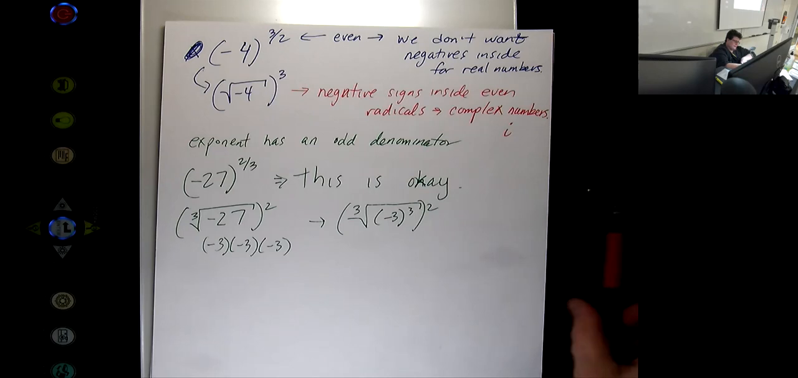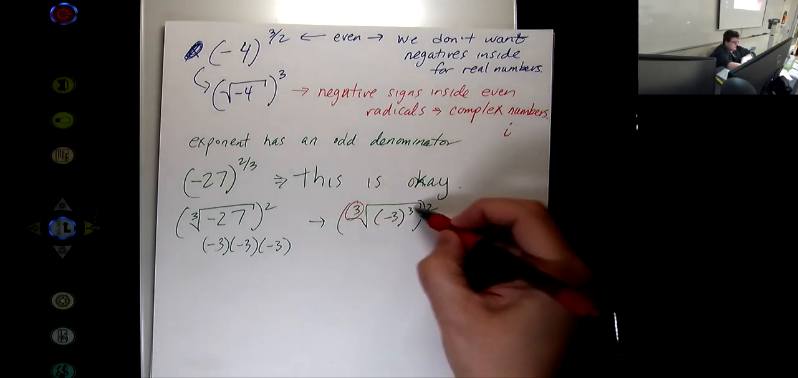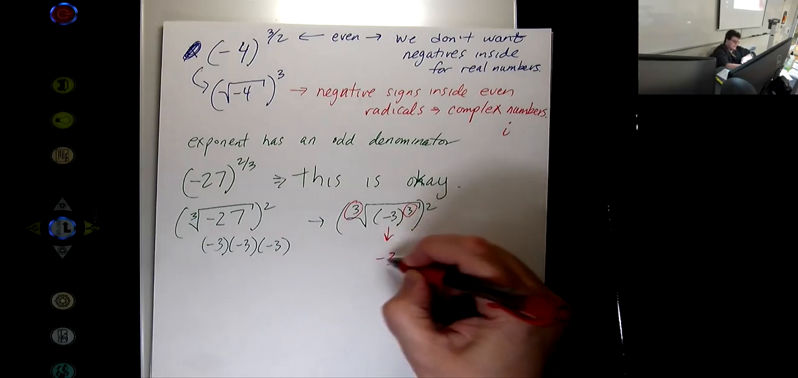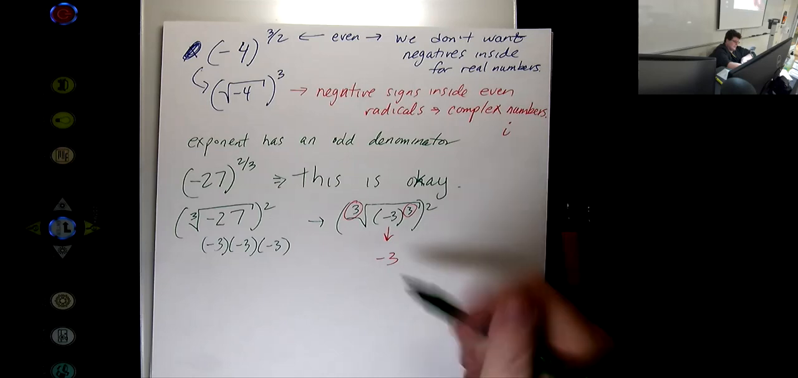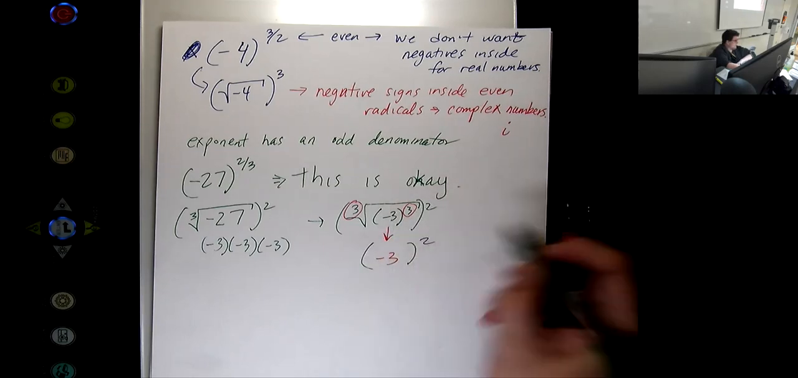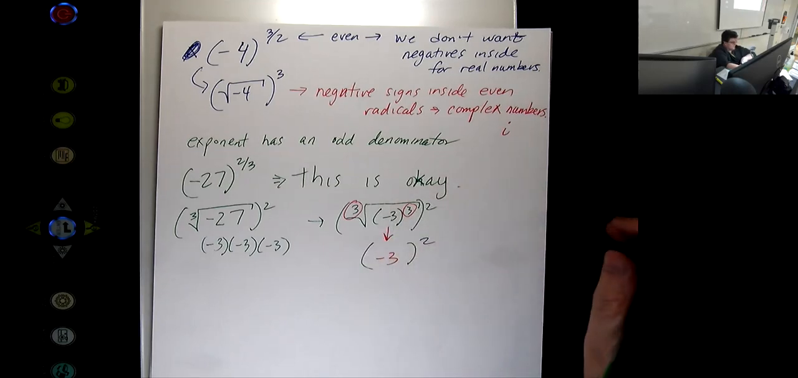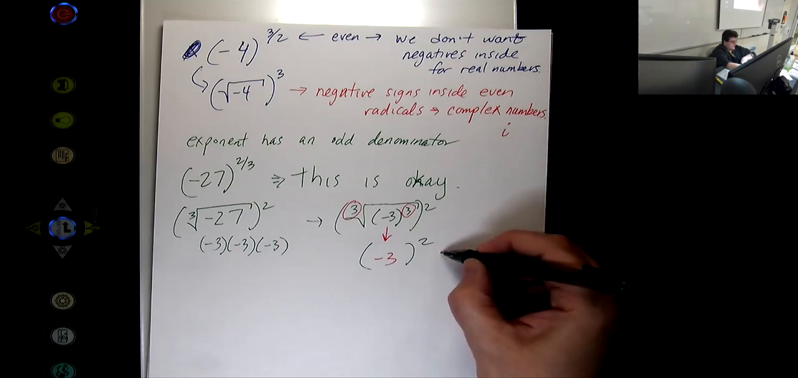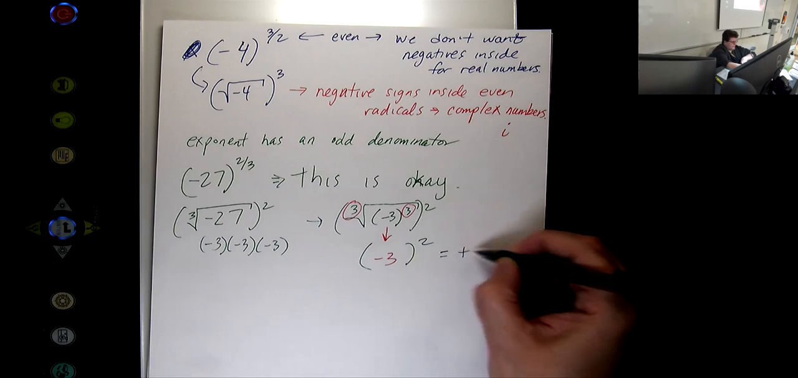And so to take that further, we got a 3 on the outside of our index. We got a 3 for our exponent, which means I can just pull out the base. And I still have that parentheses with the square outside. -3 times -3 is +9.